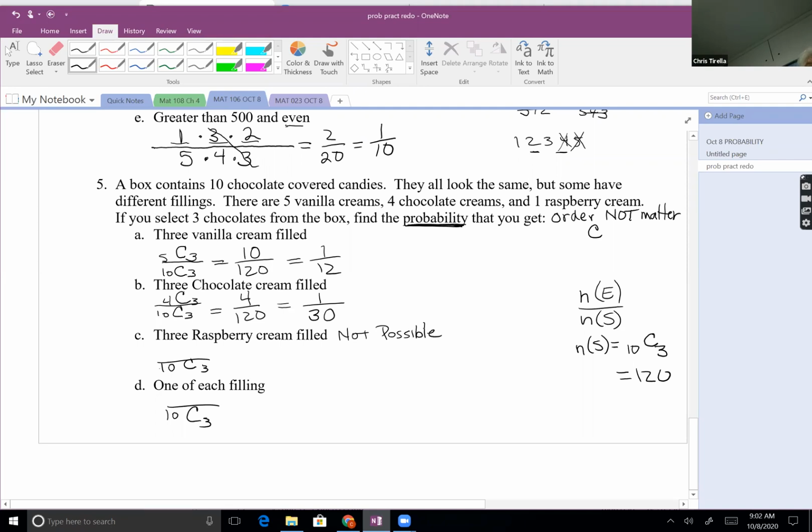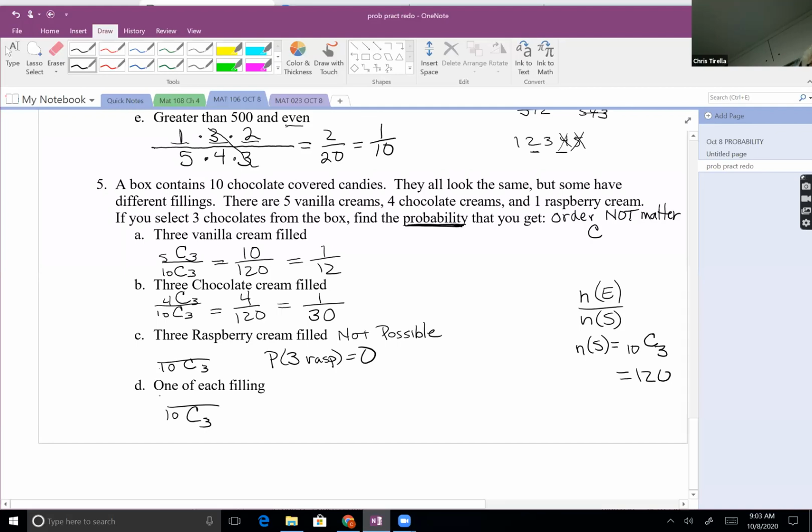And so if it's not possible, what's the probability? 0. Right. Those are supposed to be kind of like if you golf a gimme, like an easy shot. If something's not possible, probability will be 0. Don't overthink it.